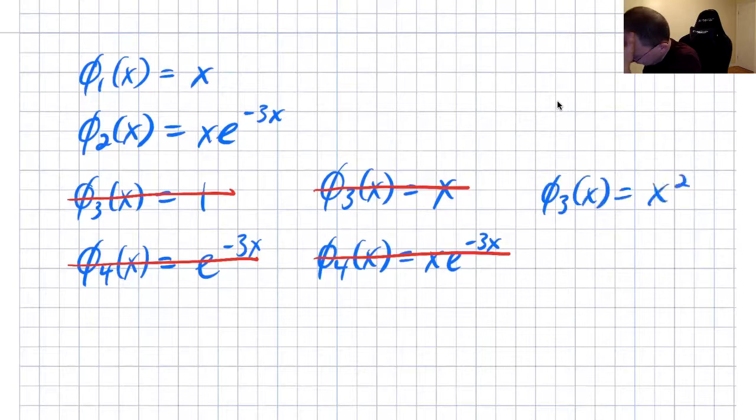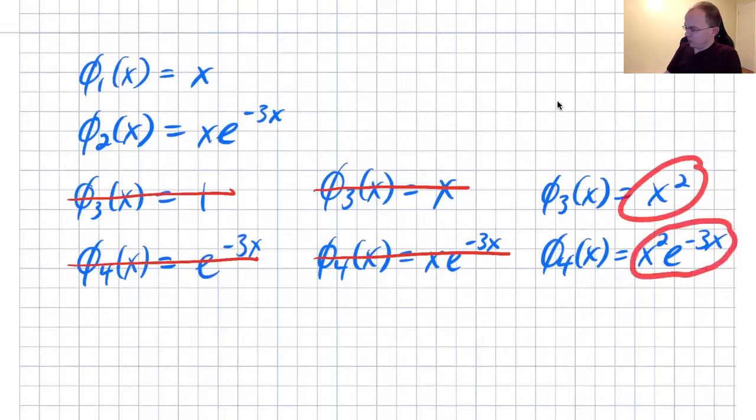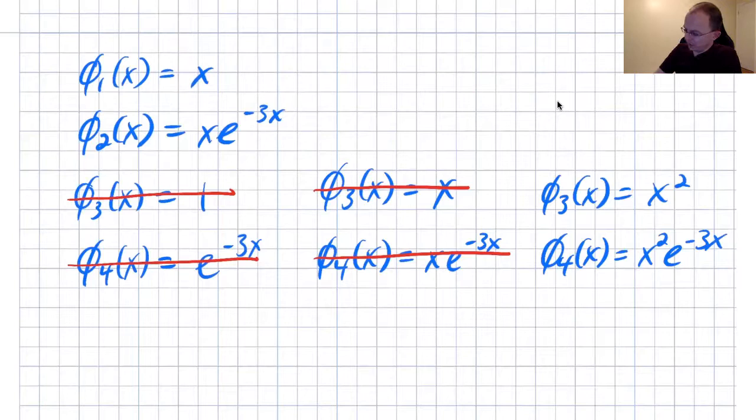x squared. And phi 4 of x equals x squared e to the negative 3x. Now, both of these are not solutions of the homogeneous equation, so we don't have anything like x squared or x squared e to the negative 3x or e to the negative 3x. So these ones are okay. So let's go ahead and put our check marks in. So this one is fine, not a solution of the homogeneous equation. That one's fine too. And these ones are also fine as well.